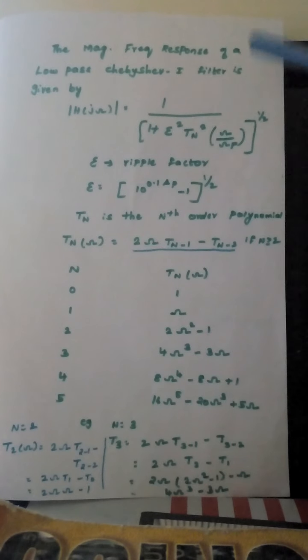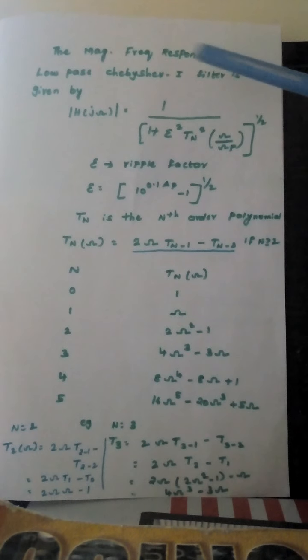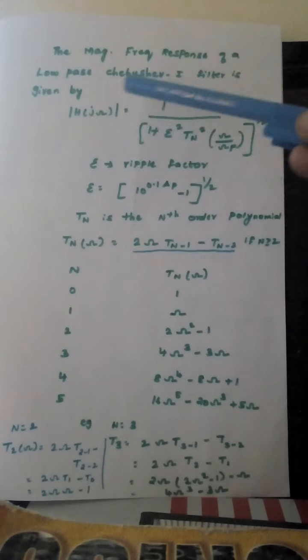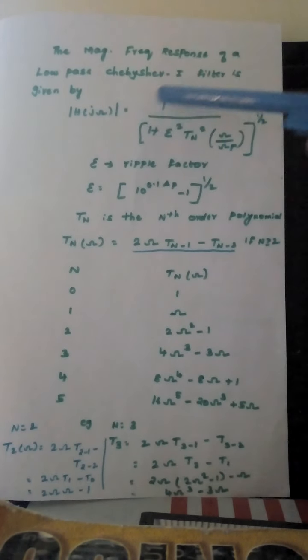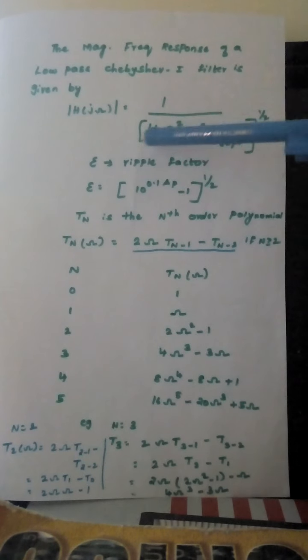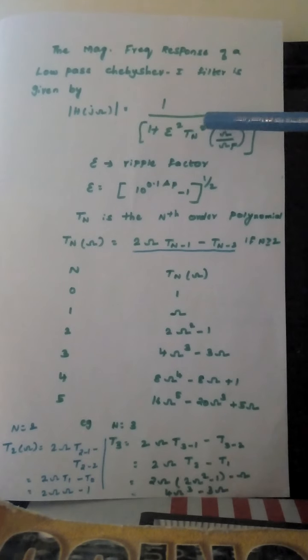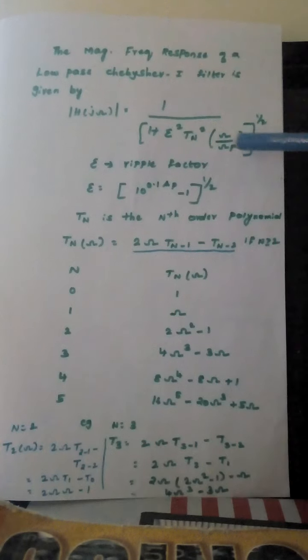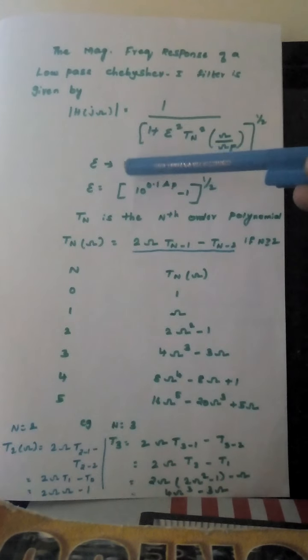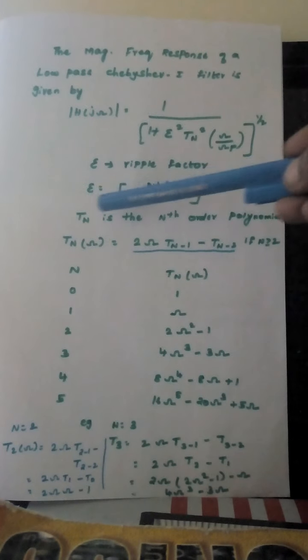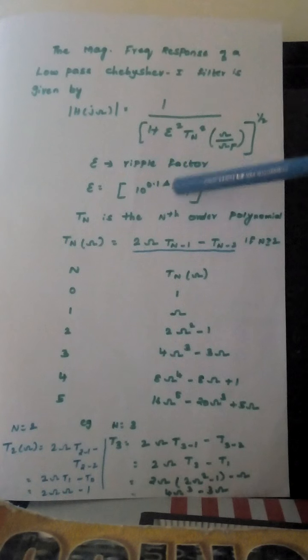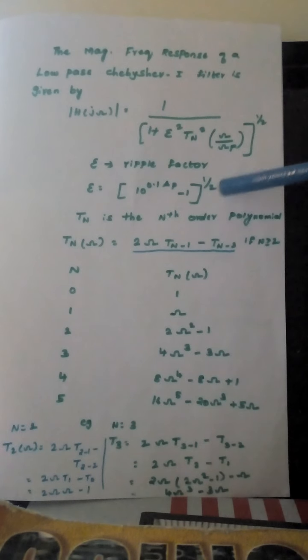Next, we find the magnitude frequency response of a low pass Chebyshev filter. That can be found using this formula: modulus of H of j omega equals 1 divided by the square root of 1 plus epsilon square Tn square of omega by omega p, that is, the whole power of 1 by 2. Here epsilon is a constant, the ripple factor, which is 10 to the power of 0.1 Ap minus 1, the whole power of 1 by 2.